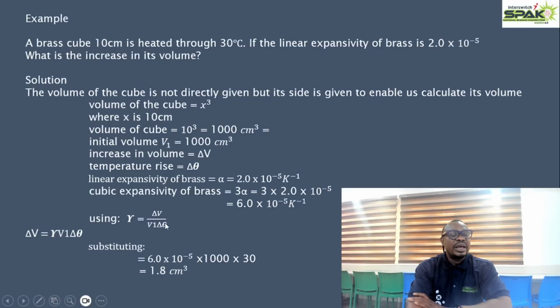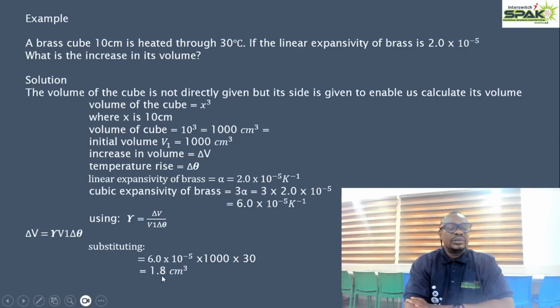Then come down here, make my change in volume, the increase in volume, the subject of the formula. And then you now key in the necessary parameters: my cubic expansivity, which is 6.0 times 10 to the power minus 5, my V1, which is 1000, and my change in temperature, which is 30. So quickly check, solve, and see if your answer tallies with this 1.8 centimeter cube.